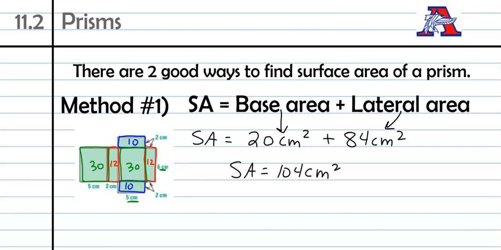So if you have the net, and even if you don't have the net, I think that's an efficient way. I think it's a simple way. I think it's an organized way, and you are always welcome to find your surface area that way.